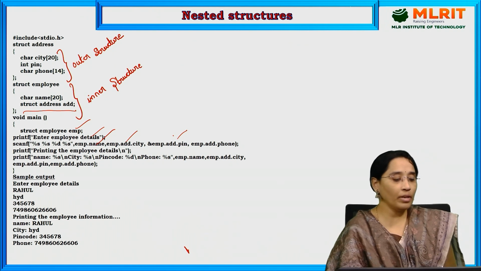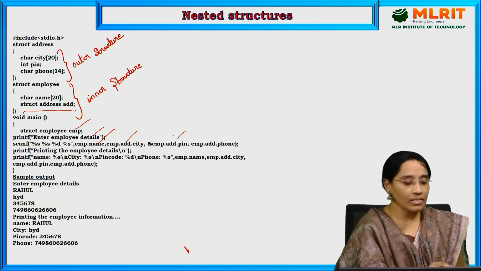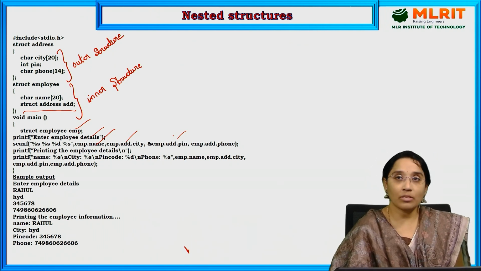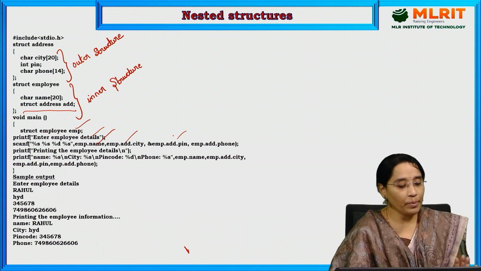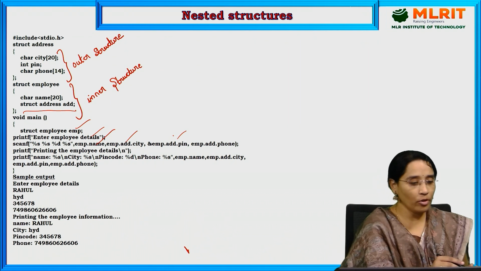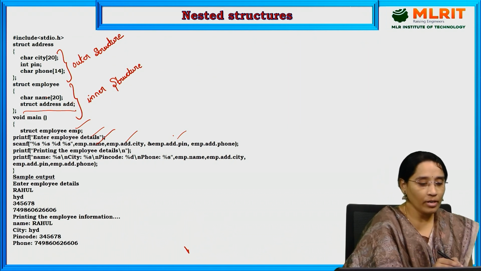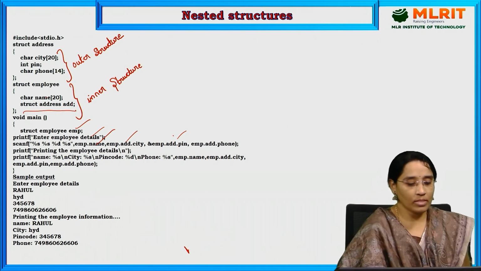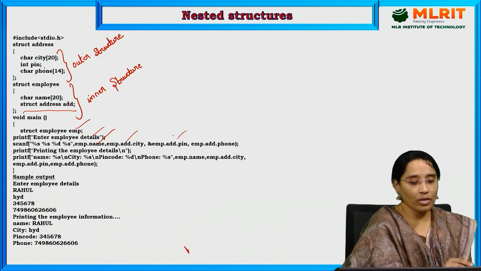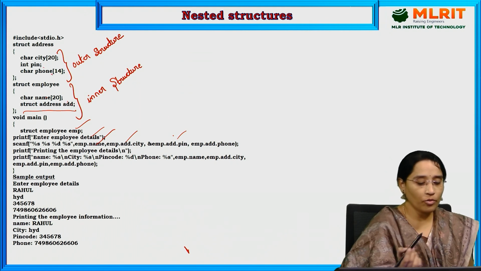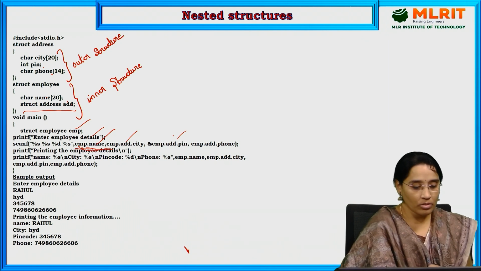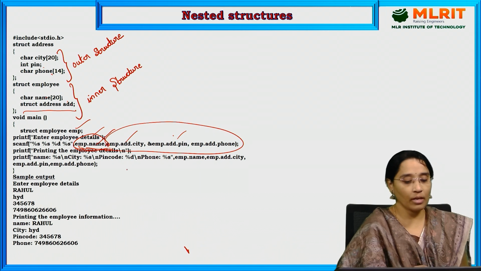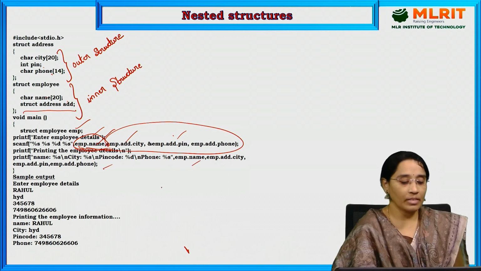So how will you read? Because EMP is taken as a variable. EMP is a variable. So now if you want to access the members of the structure, it is EMP dot name and EMP dot add dot city and EMP dot add dot PIN, EMP dot add dot phone number. So these are the inner structure members. Sorry, these are the outer structure members. And again PIN code we have printed, name, city and phone number.